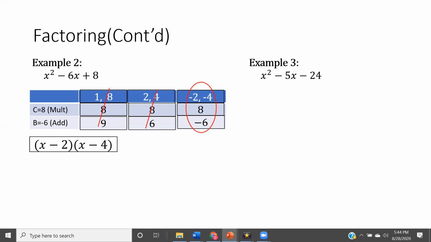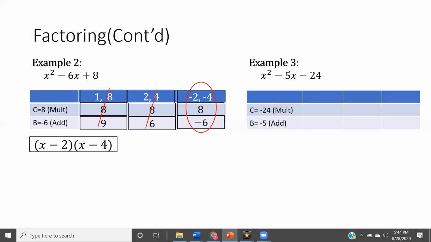One more before we get into a different type of factoring. Same process here. I want to multiply to get me -24, add to get me -5. So -24 times 1 gets me -24, but that adds to -23, which is pretty far off from what I want. So it might be a good idea to try and get my numbers a little bit closer together.